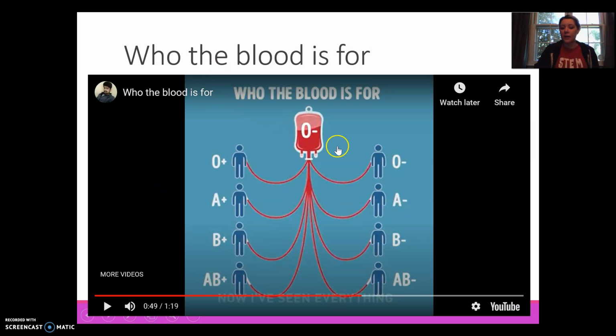And then O negative is your universal donor. Because there are no antigens and no antibodies for either the positive piece or the negative piece or the actual red blood cell, that means it can give blood to everyone. This is your universal donor.